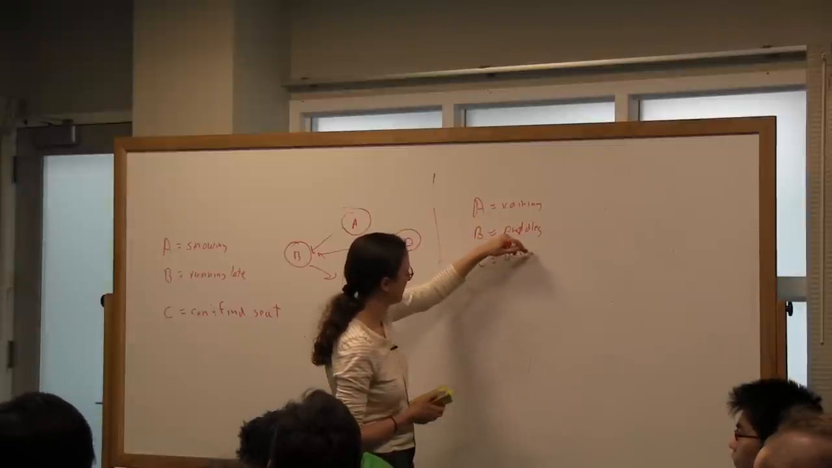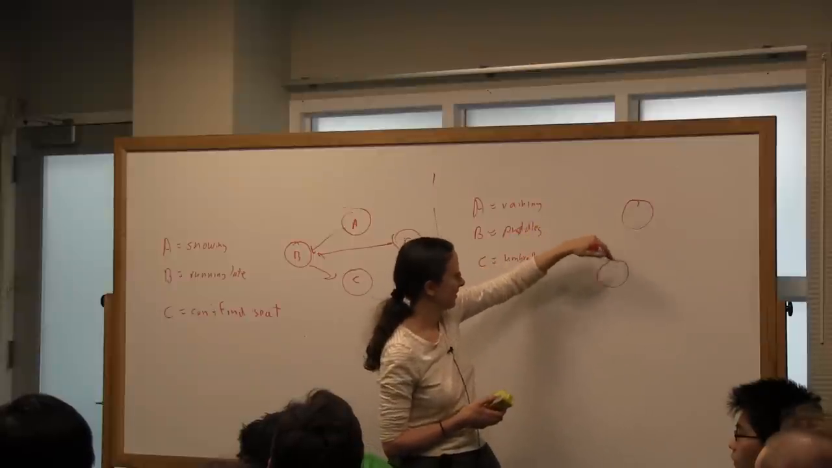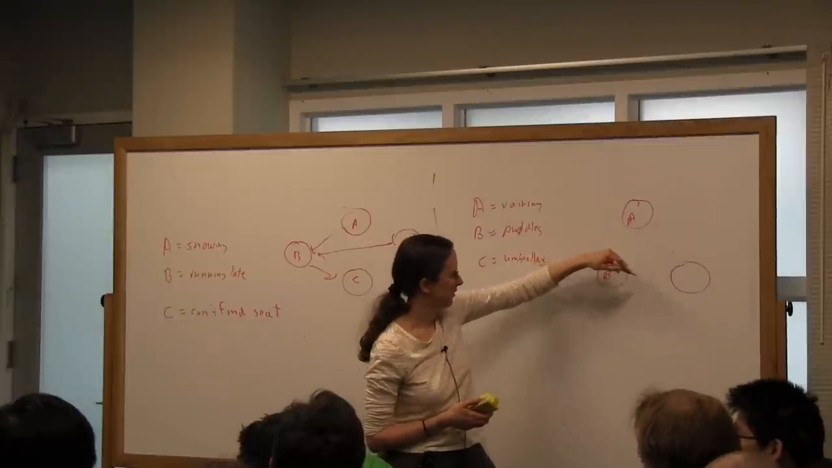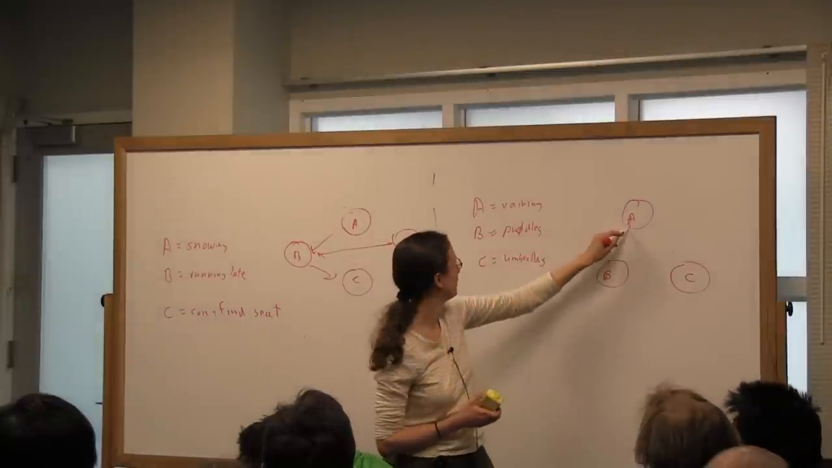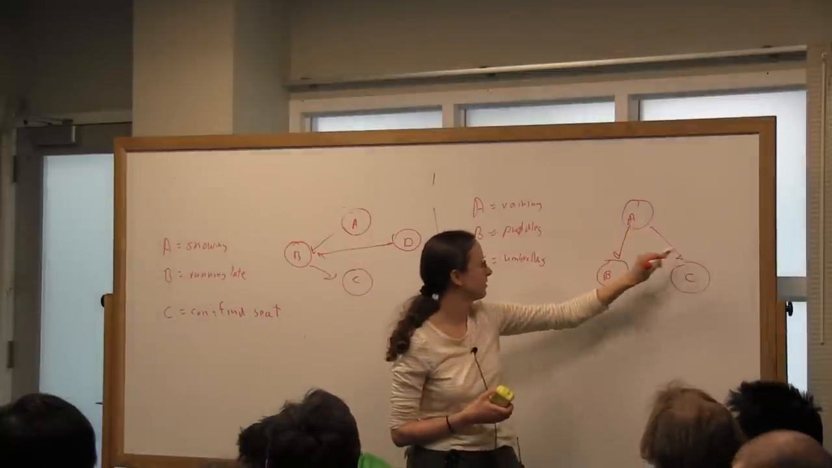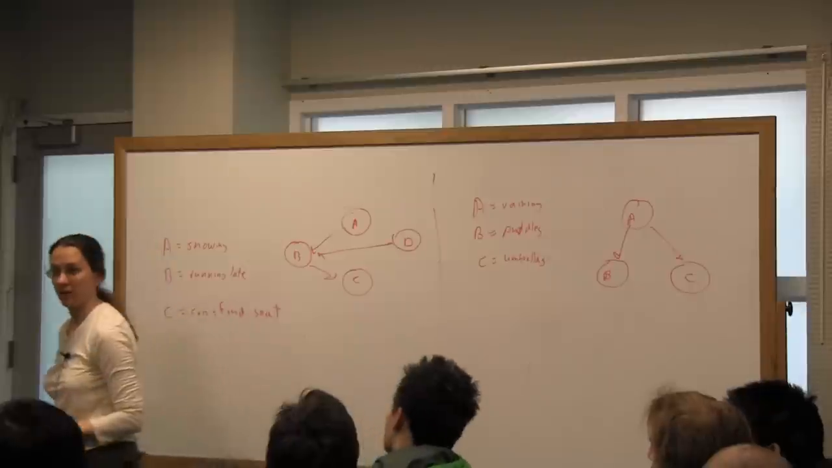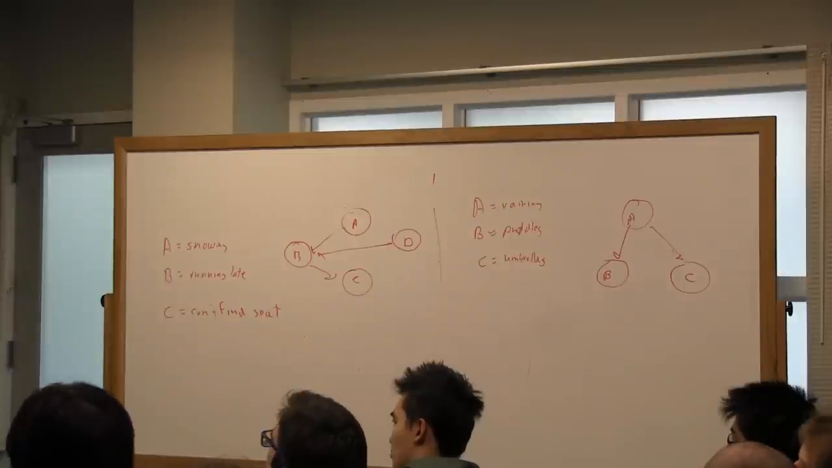Umbrellas. All right, and I have my graph. And where are my edges? A to B. So if it's raining, it's going to cause puddles, and separately, it's going to have people carry umbrellas.